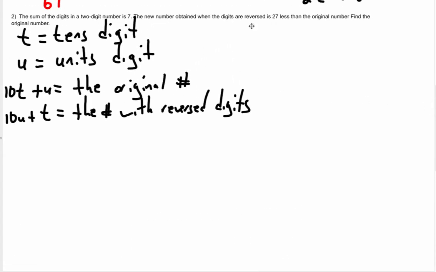Okay, and then over on the right, I'll make my equations. So let's put them in green. So it says the sum of the digits is 7. So we're going to say t plus u equals 7. We'll call this equation 1.